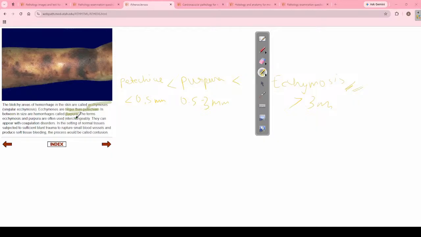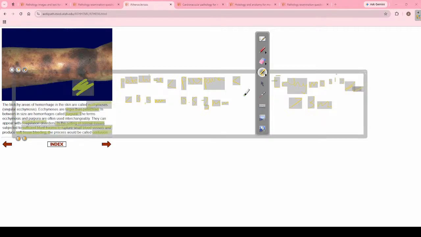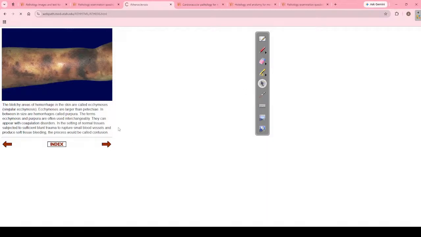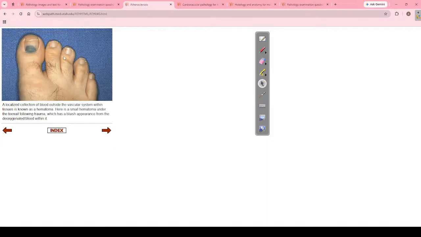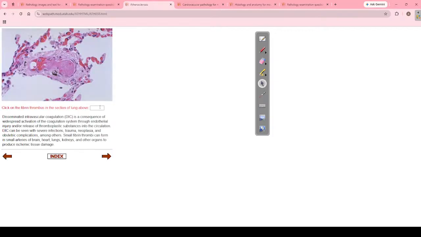These sizes are not very important, but the order is the only thing I remember as very important. With coagulation disorders, even in the setting of normal tissues, or associated with significant trauma, ruptured blood vessels and soft tissue bleeding may occur. It is called a contusion in case of trauma. This image shows a hematoma formed beneath the fingernail. It has a bluish appearance due to deoxygenated blood within it.